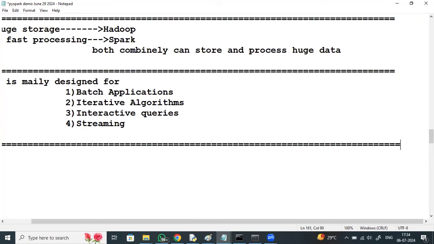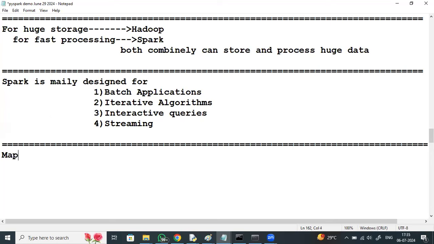MapReduce and Spark. Let's talk about MapReduce and Spark. MapReduce means Hadoop; in Hadoop, MapReduce execution is going to happen. MapReduce drawbacks: what are the main drawbacks of MapReduce? Why are you going for Spark? It is not in-memory computing. Yes, that is one. But what is the drawback you are going to see in MapReduce?